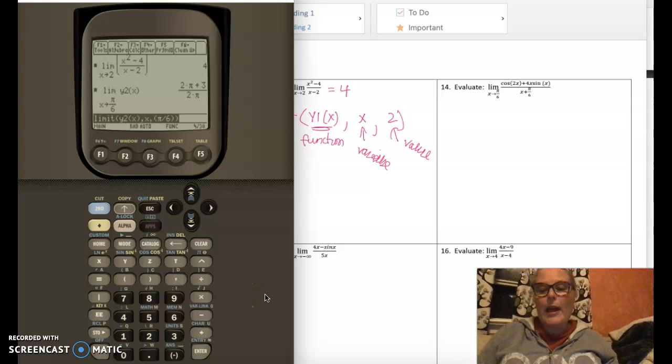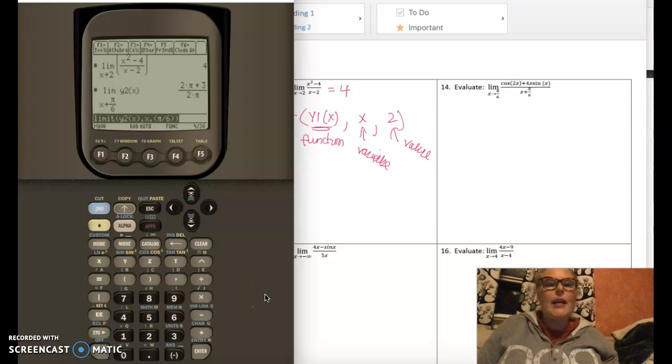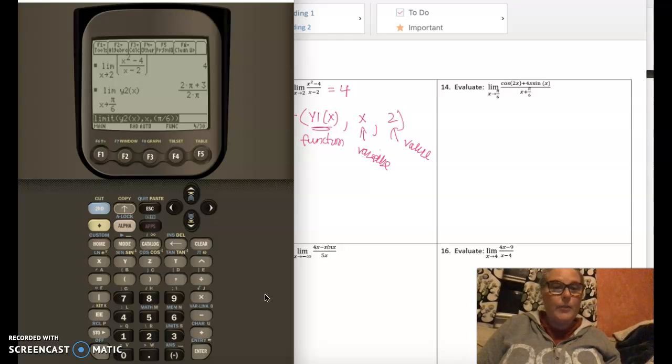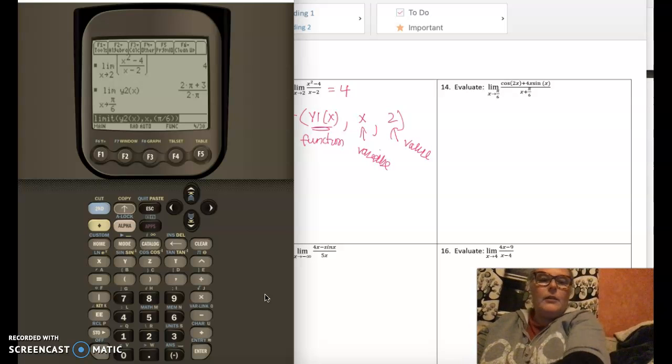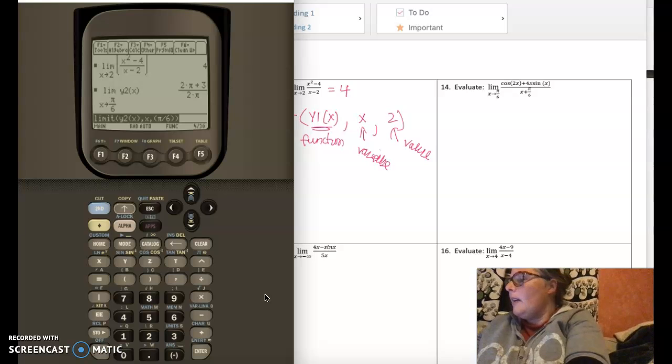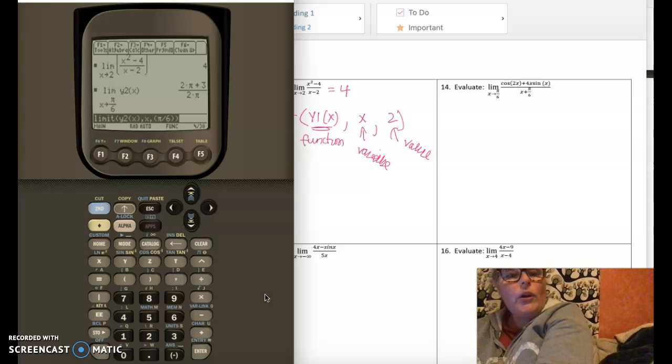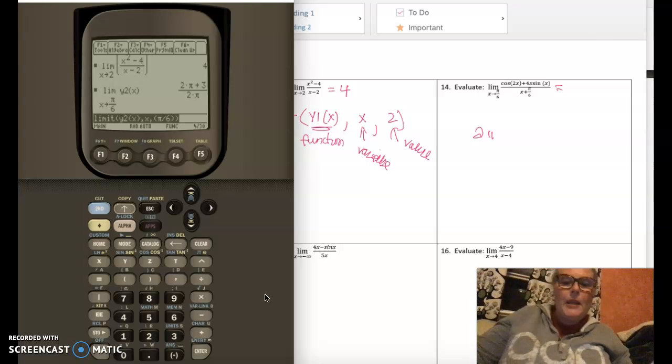Now, what's nice about having it set to auto or exact is that this one will give you the exact value for the limit also, simplified. So it is 2 pi plus 3 over 2 pi, or some people write 1 plus 3 over 2 pi, whatever. Both of them are fine. So let's say I wanted that as a decimal. I'll show you how to do that in a second.